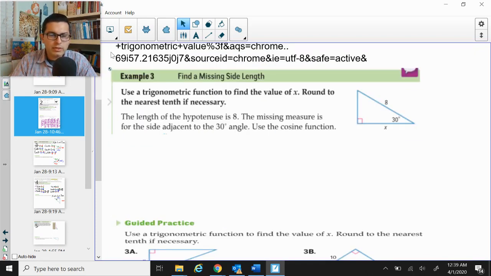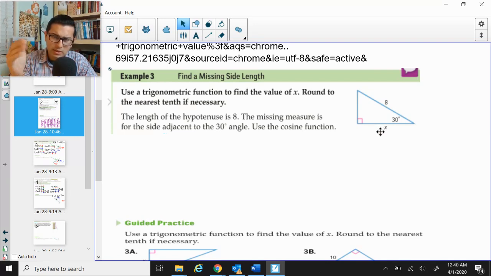Now, I just scrolled down to example 3 here, and it says use trigonometric functions to find the value of x. Round to the nearest tenth if necessary. The length of the hypotenuse is 8. The missing measure for the side adjacent to angle 30. Use the cosine function. So if we look at the triangle right over here, it says we have a hypotenuse of 8, and the side that is adjacent to 30 is the side that we're trying to find.